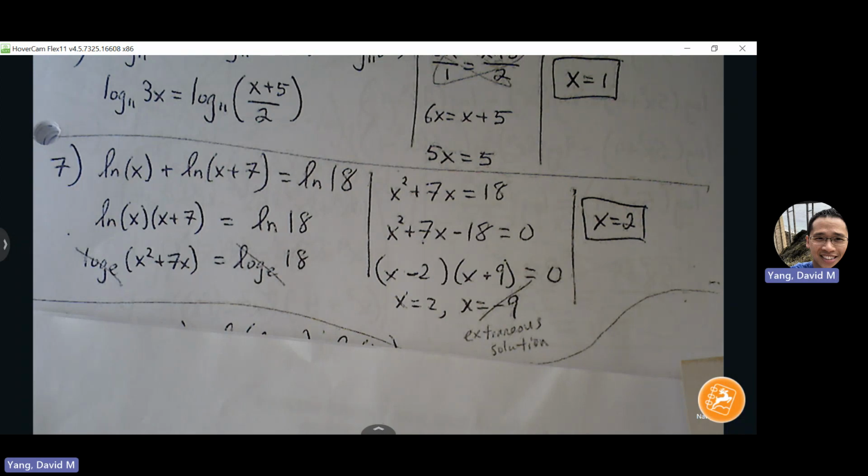So one side factor multiplies to be -18, adds to be 7. I get -2 and 9. Solve for x, I get 2 and -9. 2 is okay with both those parentheses, but -9 causes an issue with both of them.